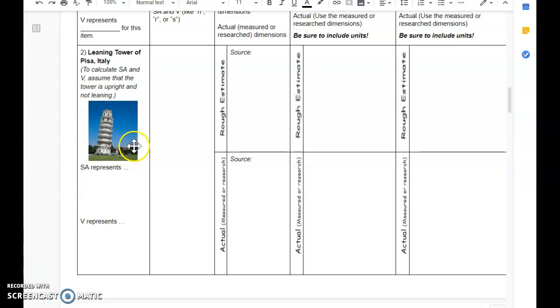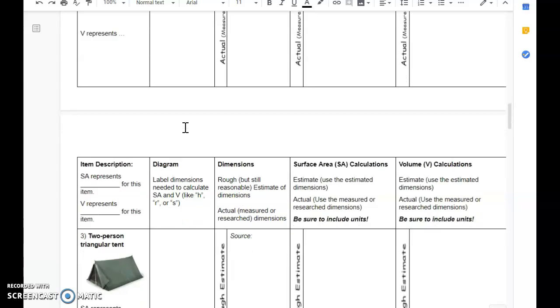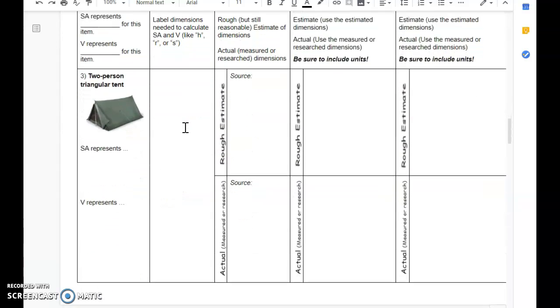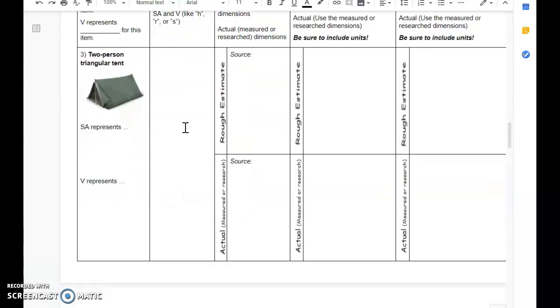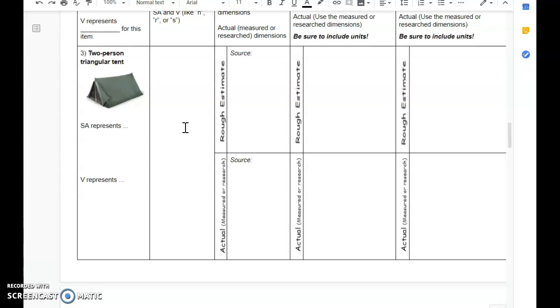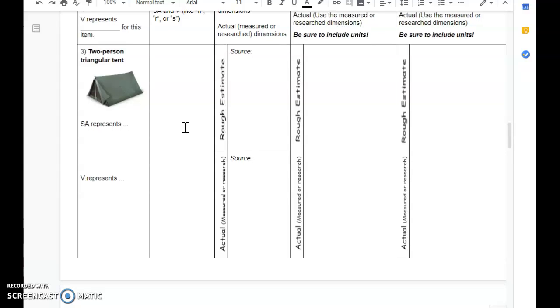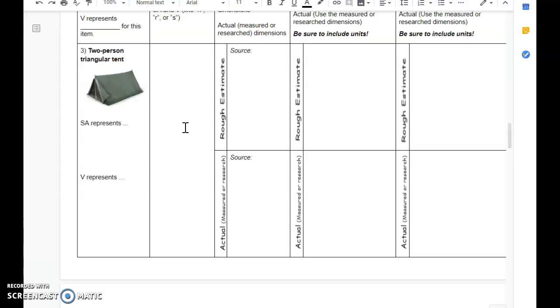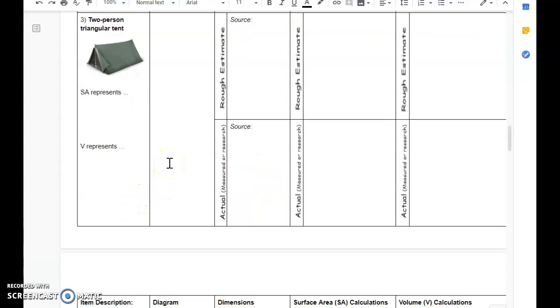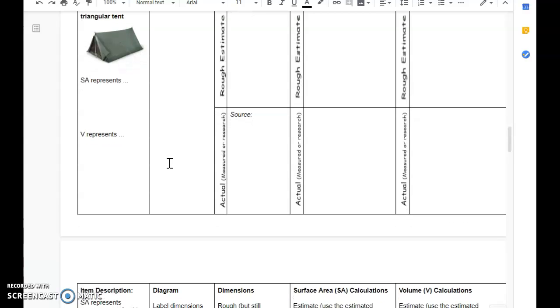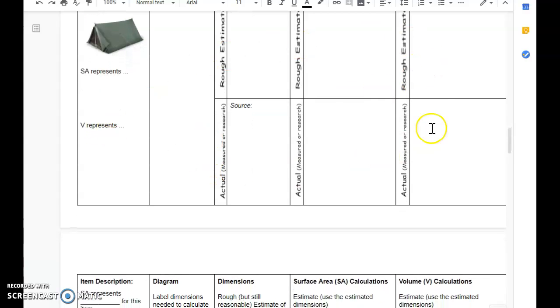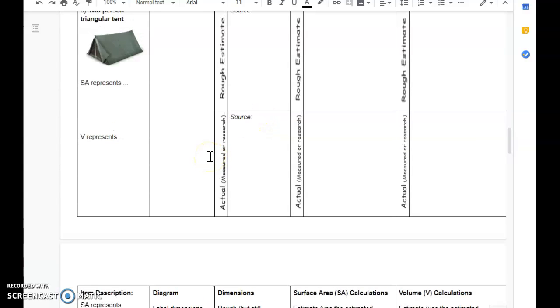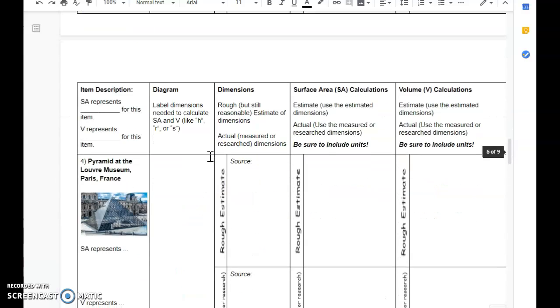And figure that out. Okay, assume that this is not leaning for the sake of calculation. The third one is a 2-person triangular tent. Again, you will do some research or maybe measure it yourself if you have one of those. So you can go to Dick's Sporting Goods and find some triangular tent and get their dimensions from there. But you do need to fill all of this in as well as clearly mark where you're getting the information from.